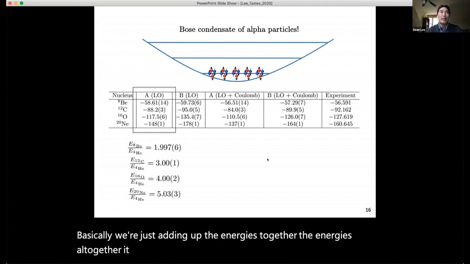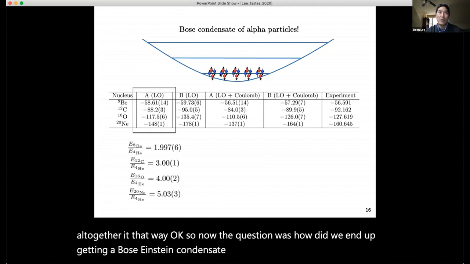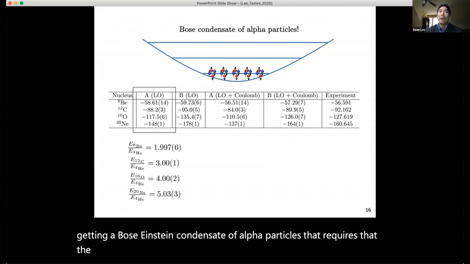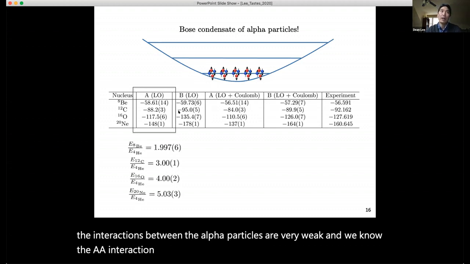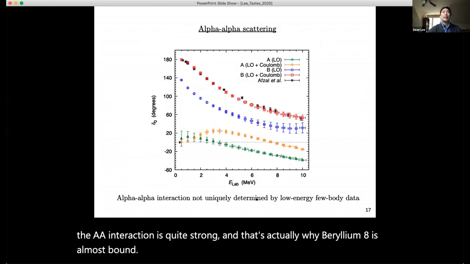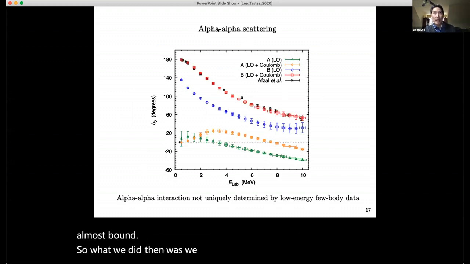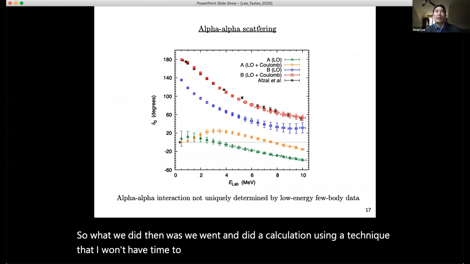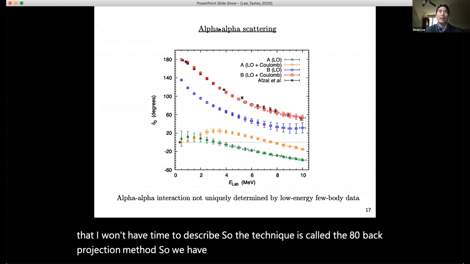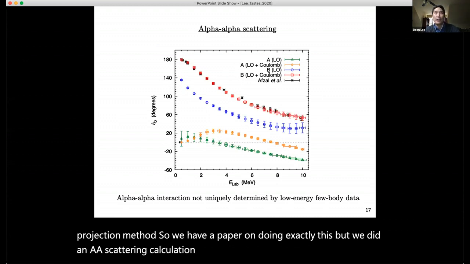Now the question was, how did we end up getting a Bose-Einstein condensate of alpha particles? That requires that the interactions between the alpha particles are very weak. And we know the alpha-alpha interaction is quite strong. That's actually why beryllium-8 is almost bound. So we did a calculation using a technique that I won't have time to describe, called the adiabatic projection method. We have a paper on doing exactly this. We did an alpha-alpha scattering calculation for interaction A and interaction B.